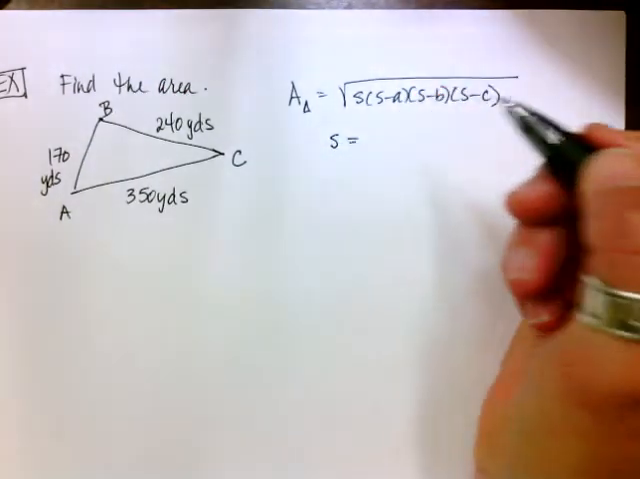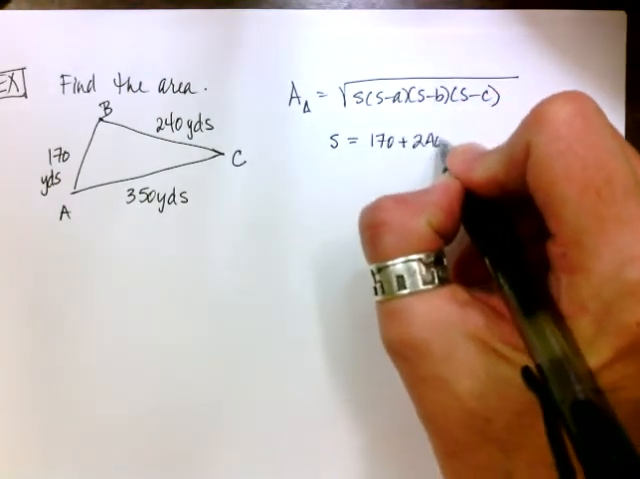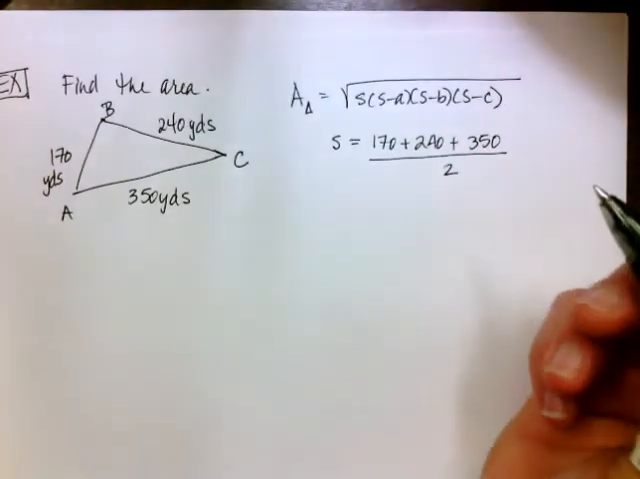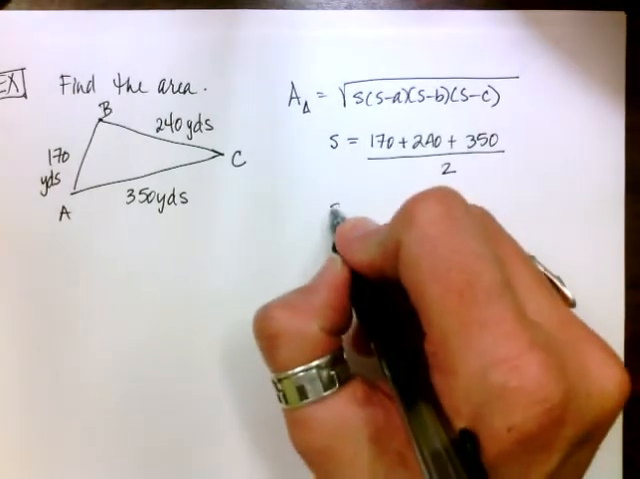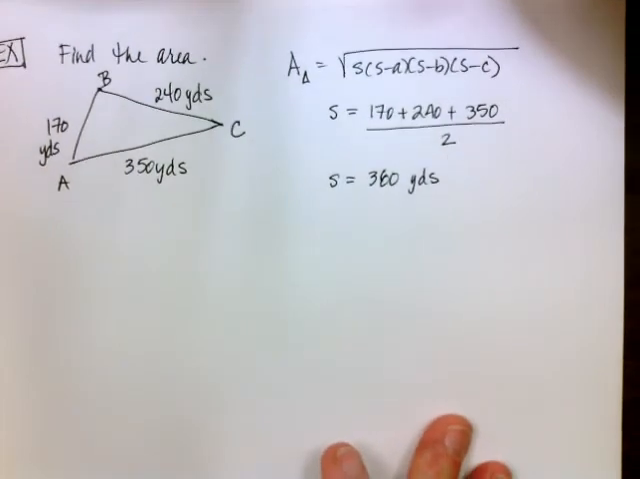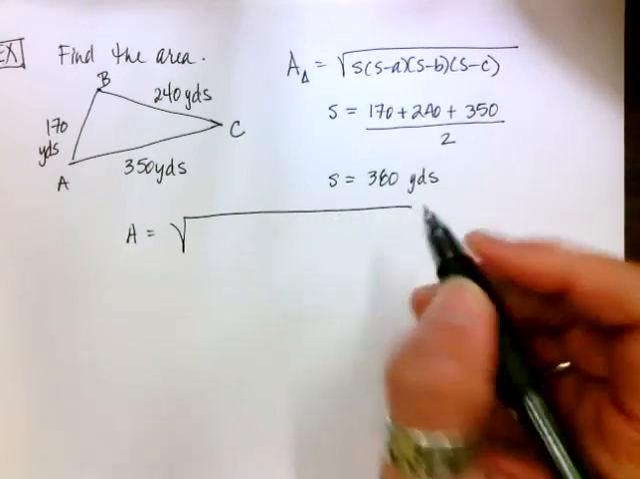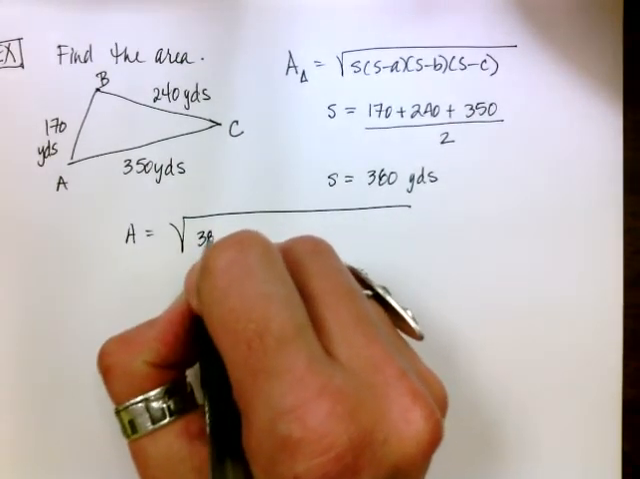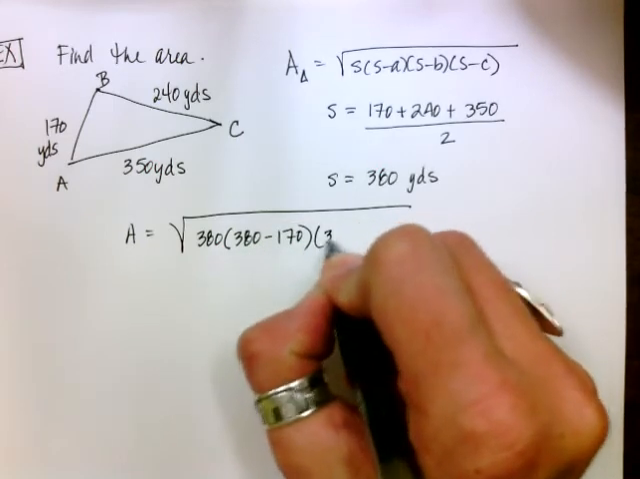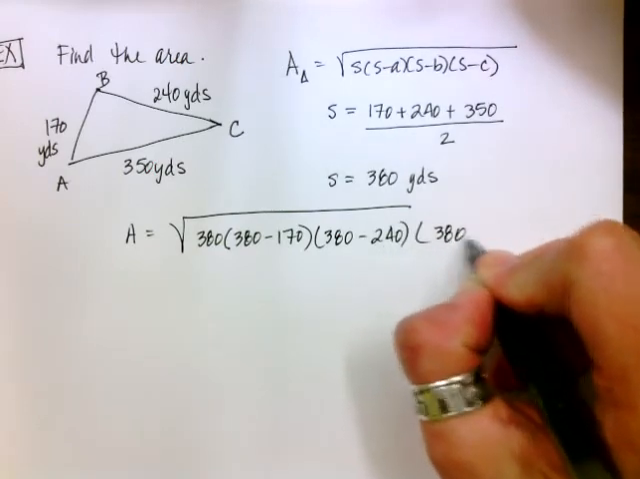So the first thing I'm going to do is calculate s. So it's going to be the sum of the three sides, 170 plus 240 plus 350, and then divide all that by 2. When I do that math in my calculator, I get that my s is 380 yards. Okay, so that's considered my semi-perimeter. Now I can find the area. So the area is the square root of s, which is 380, times 380 minus each of the sides. So 380 minus 170, 380 minus 240, and 380 minus 350.